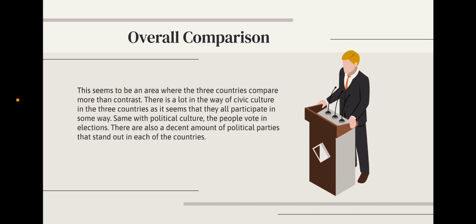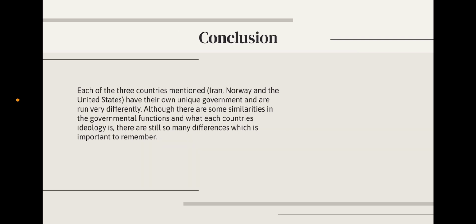Overall comparison. This seems to be an area where the three countries compare more than they contrast. There are a lot of ways that the civic culture in these three countries relates to one another, so they definitely compare a lot in terms of political and civic culture. The only area where I say they differ a lot is the effectiveness of their countries. They have political parties in all their countries, but Iran's political parties are more focused on religion, while Norway and the United States focus on other aspects, really on the democracy and human rights of the people. That shows the difference between these three countries.